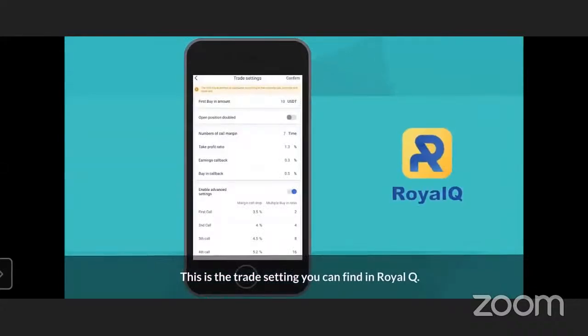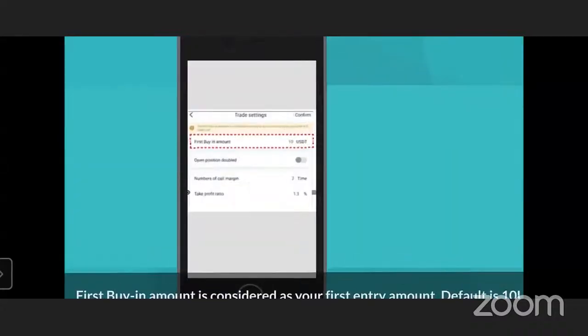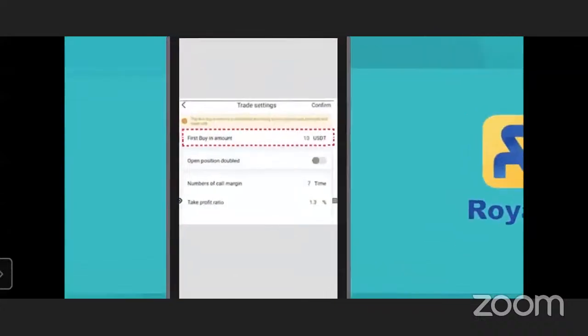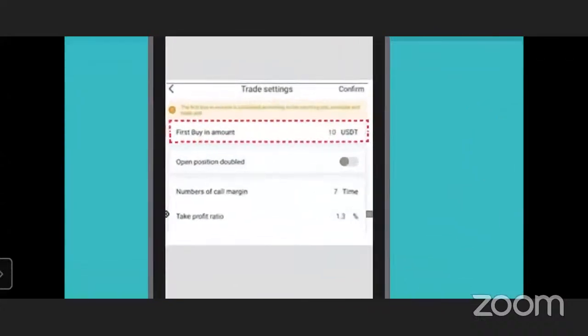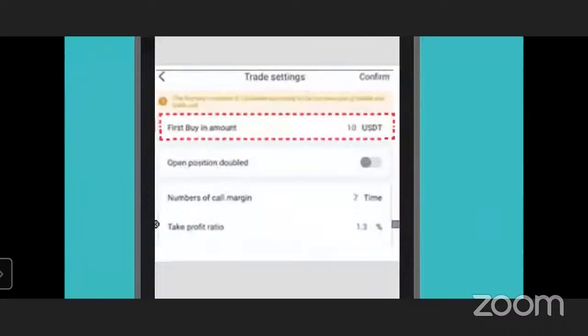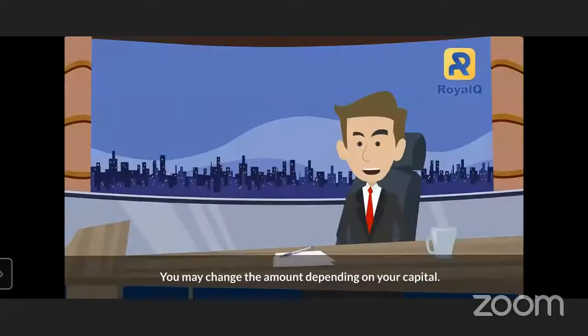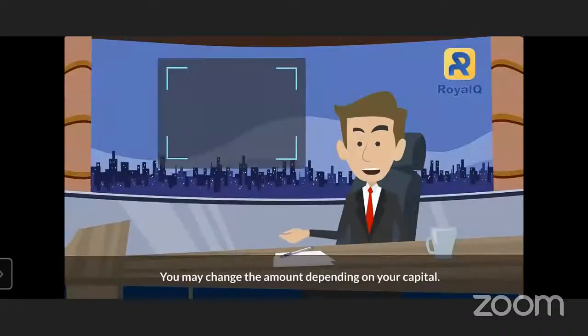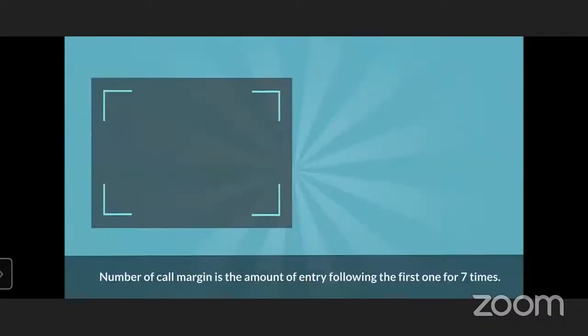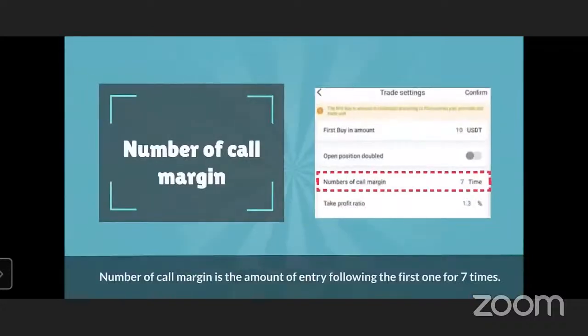This is the trade setting you can find in Royalq. First buy-in amount is considered your first entry amount. Default is 10 USDT. You may change the amount depending on your capital. Number of call margin is the number of entries following the first one, up to 7 times.